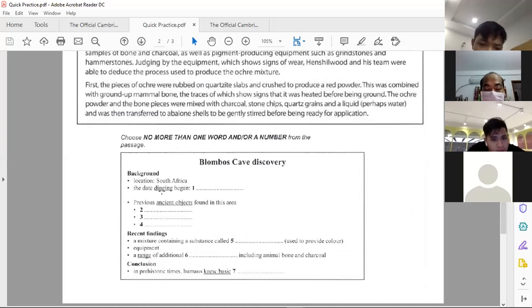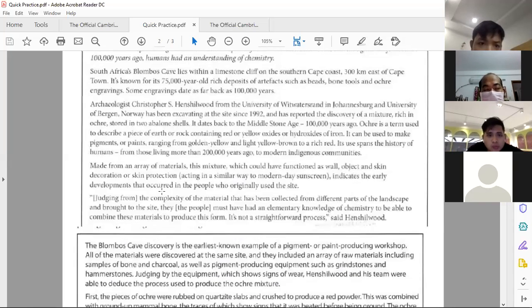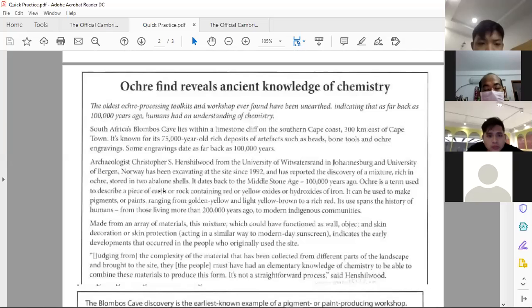Previous ancient objects. So the word previous should be before the word digging, right? Previous, that they have found before the excavation. So ancient objects are, they mentioned the word previous, which means that happened before the excavation or the digging or excavating. Some engravement date, right? So far as per us, 100,000 years ago. Dates back.